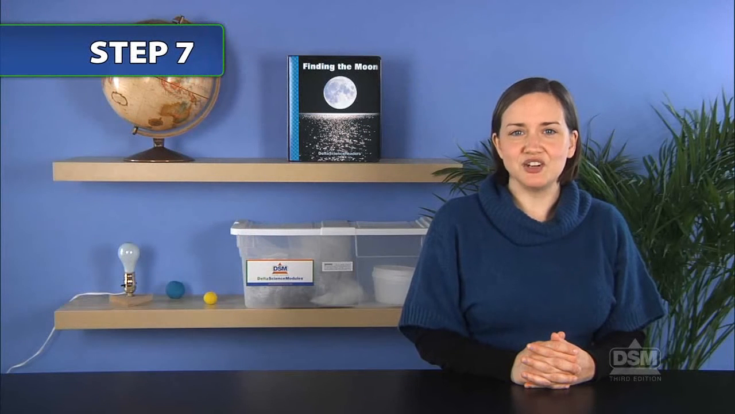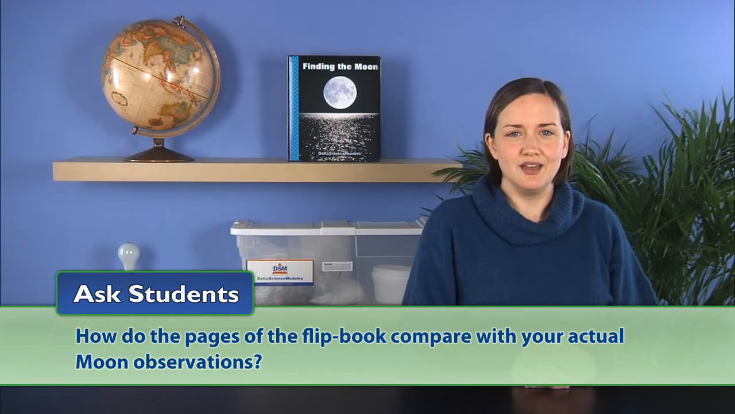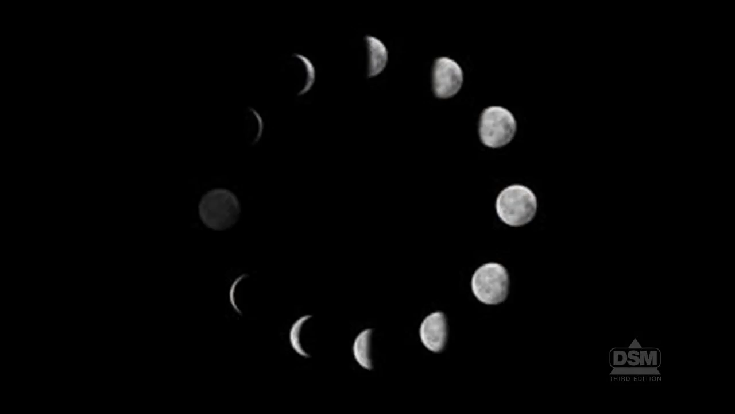After students have had an opportunity to play with their books, lead a discussion by asking, how do the pages of the flipbook compare with your actual moon observations? If assembled properly, the flipbook should model the phases of the moon observed by students over the past month.